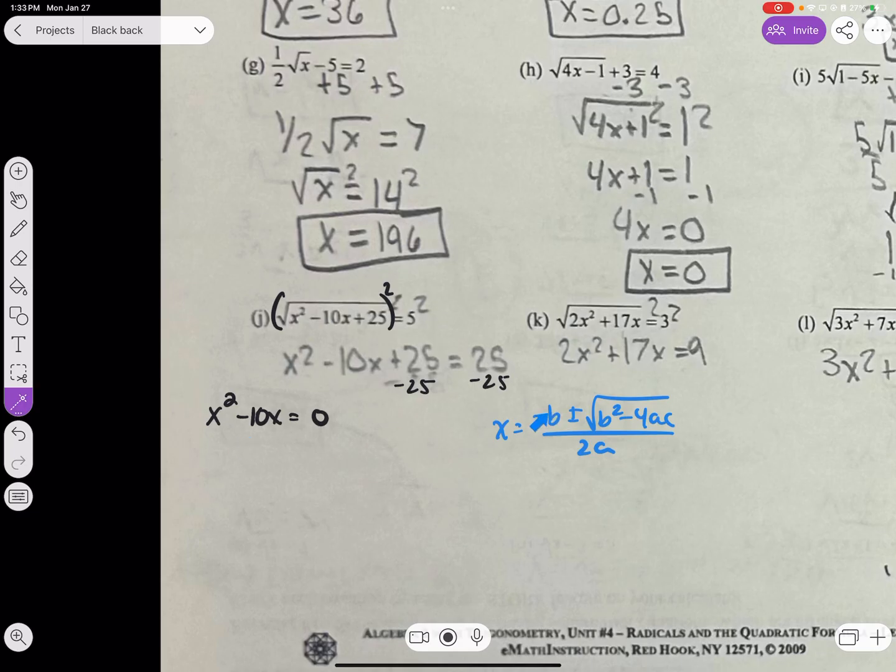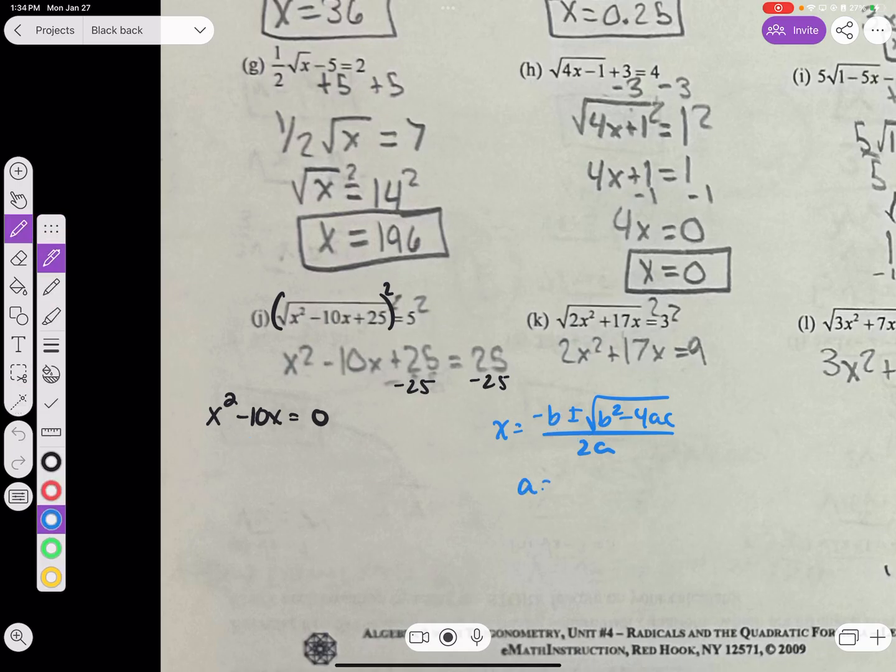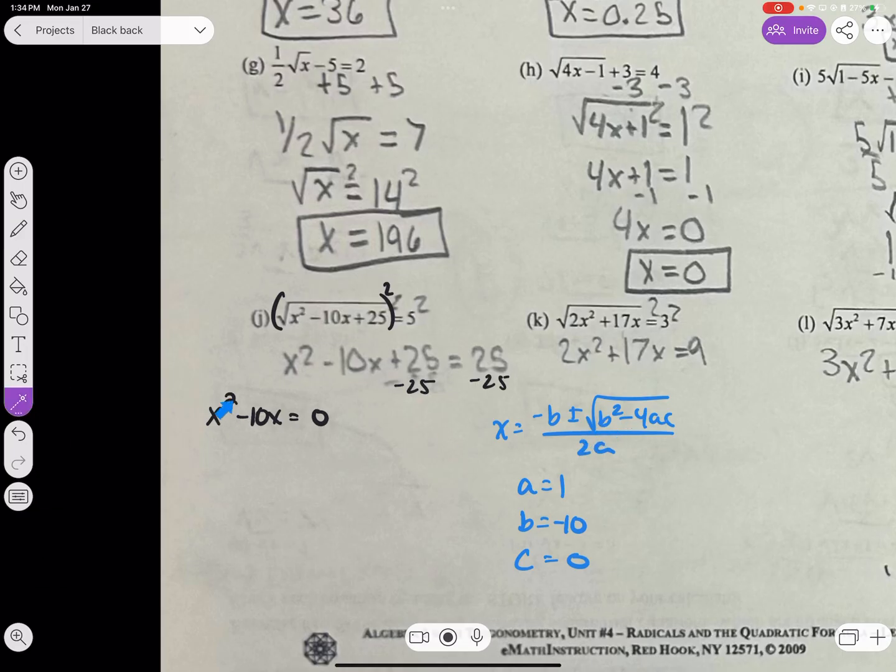I'm going to factor it. If I were using the quadratic formula, here's my a. My a would be the 1 in front of the x squared. My b would be the negative 10 in front of the x. But my c would be a 0. So it wouldn't be too bad to use this to solve that quadratic. And I may do that here in just a second.